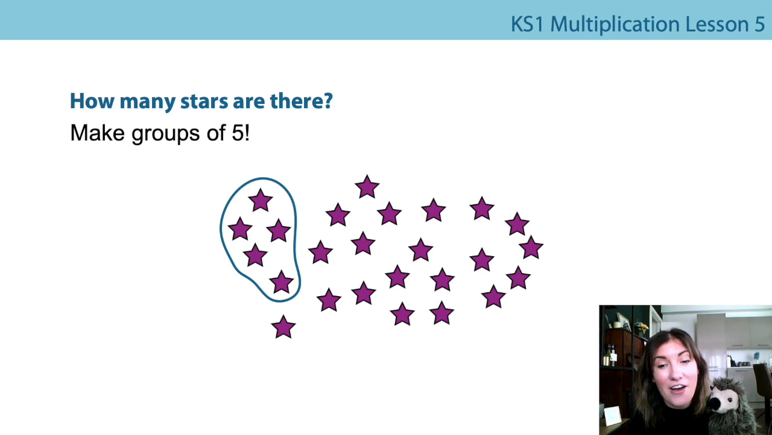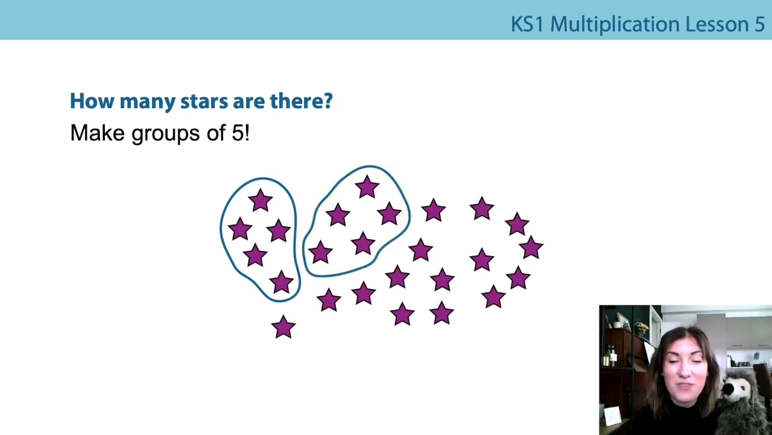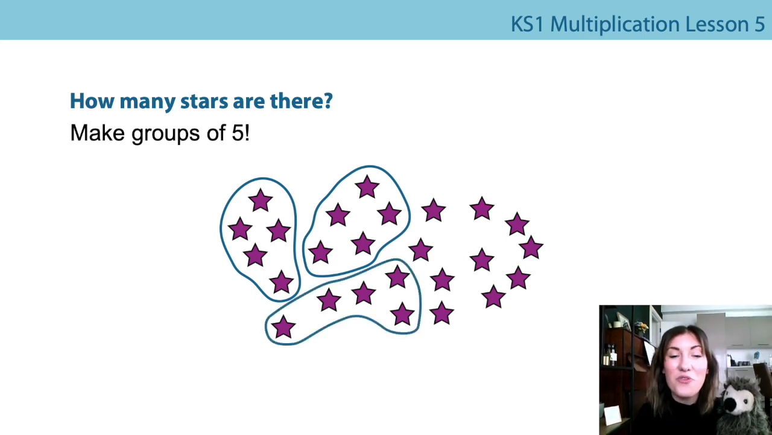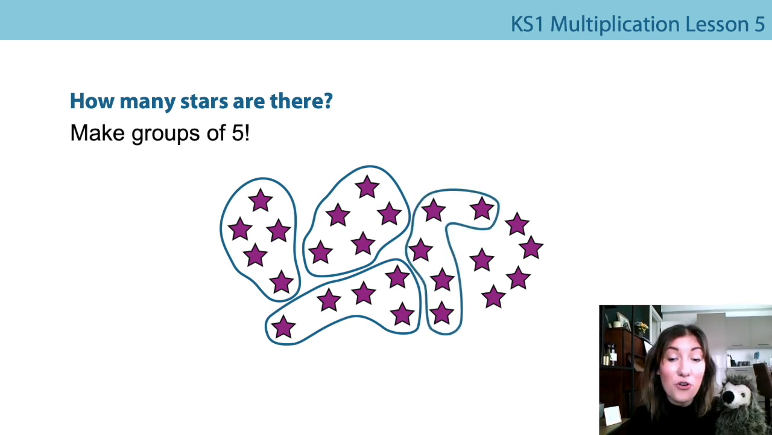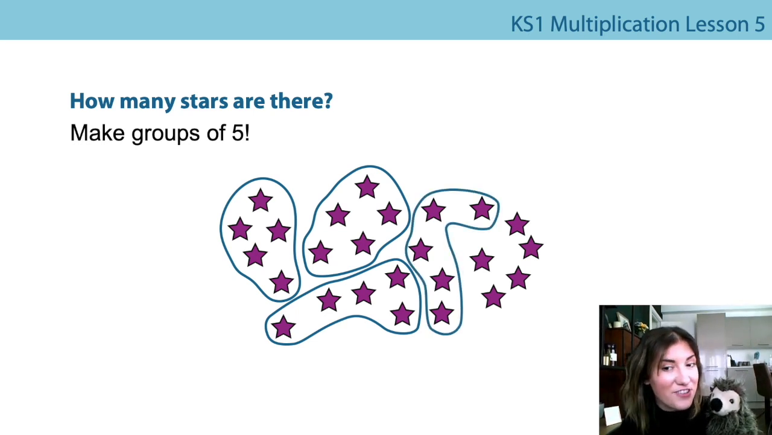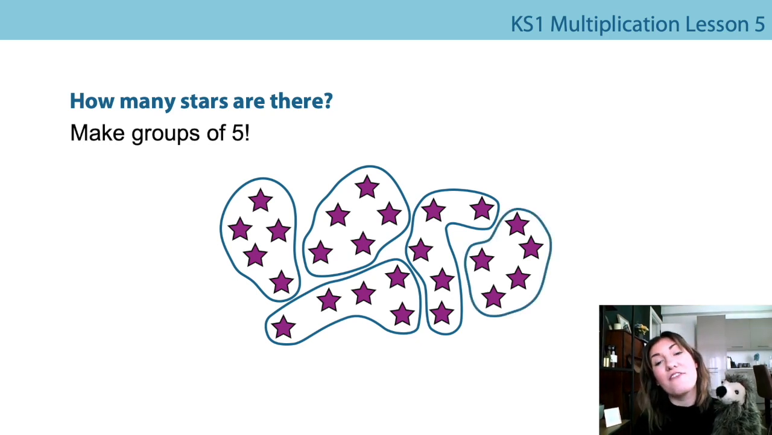1 group of 5 is 5. Well done. 2 groups of 5 is 10. 3 groups of 5 is 15. 4 groups of 5 is, good, 20. 5 groups of 5 is, well done, 25.